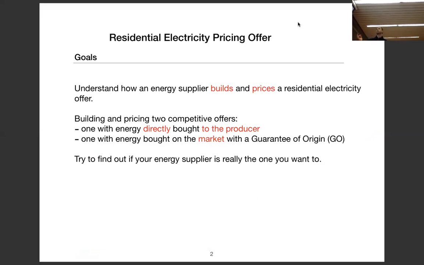So this is just what I said. And first, we will see how to make an energy offer based on the market, by buying energy from the market and transforming the variable prices of the energy market into a fixed price. And we'll also see how to make an energy offer by directly buying the energy from the producer.